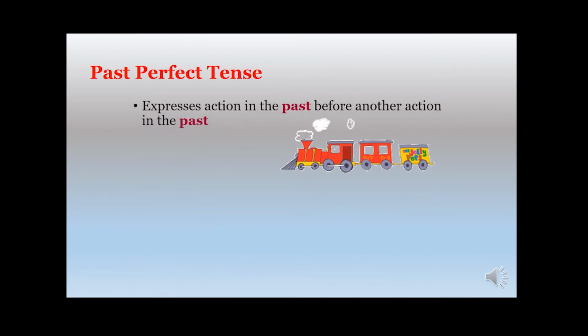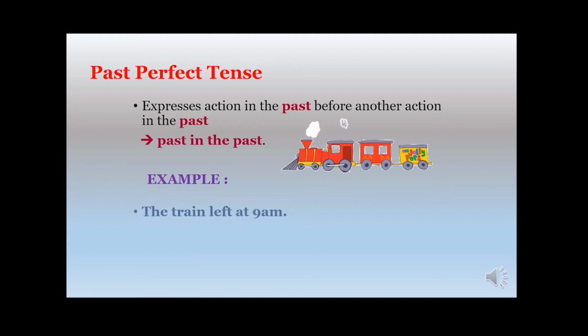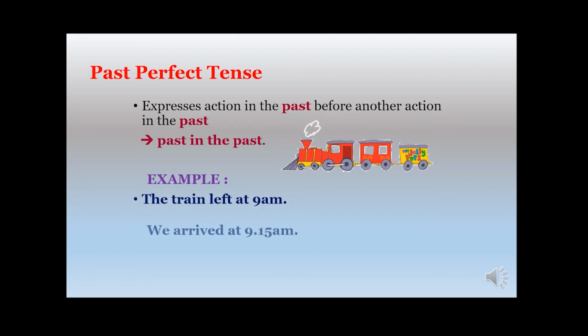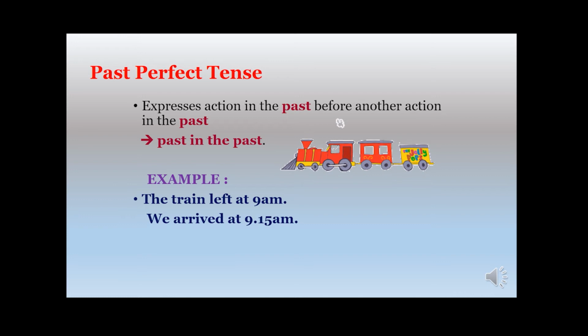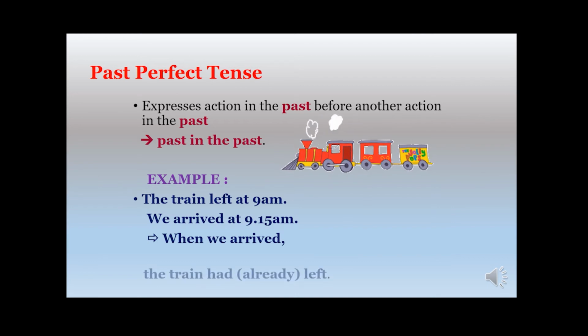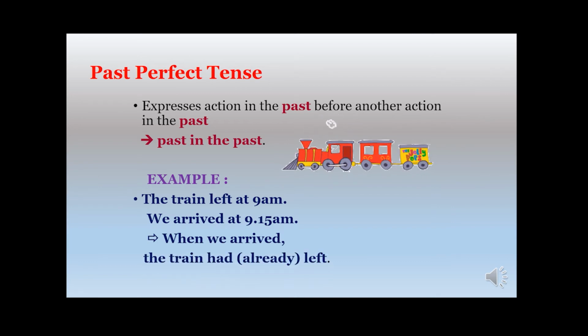It expresses action in the past before another action in the past. That means past in the past. For example, the train left at 9 a.m. We arrived at 9:15 a.m. This one we can say in this way like, when we arrived, the train had already left.